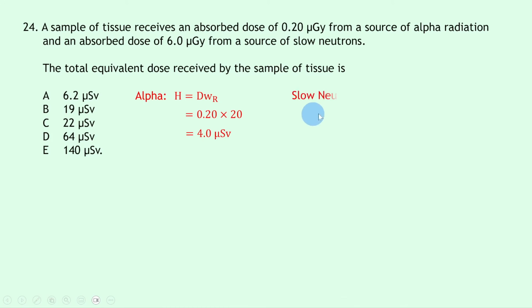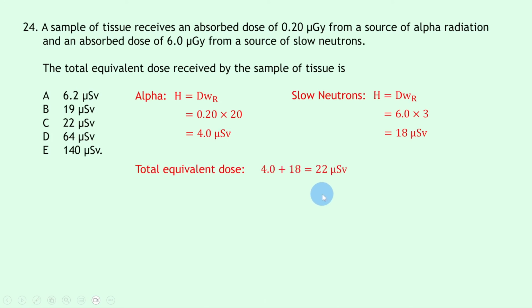And now we can do a similar thing for the slow neutrons, so we have H equals D Wr, which is equal to 6.0 times 3, where 3 is the radiation weighting factor for slow neutrons from the datasheet, and that gives you an answer of 18 microsieverts. And then to find the total equivalent dose, we simply just need to add these together, so we have 4.0 plus 18 is equal to 22 microsieverts, which is the answer C.